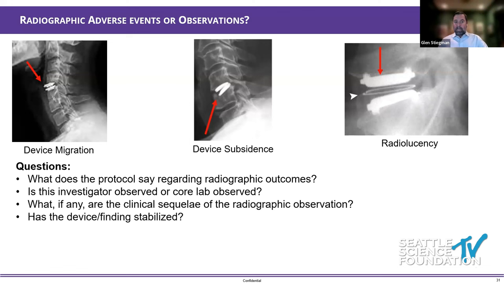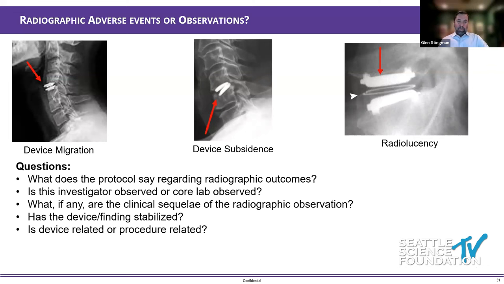Has the device finding stabilized? So if it's migrating, do you look at it at 3 months and then you look at it at 6 months, and has it stopped moving or is it continuing to move outward? Or inward, or is it continuing to subside? You know, is it stabilized? Is it procedure related? Do they have knives on these implants that are just slicing through the implant into the bone? Is it procedure related? You know, what's going on with the device itself?